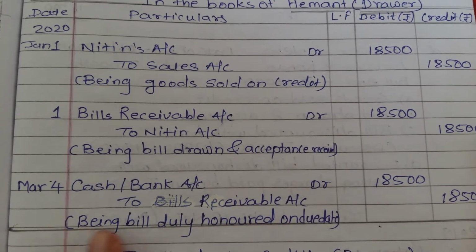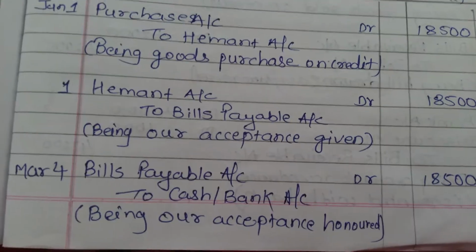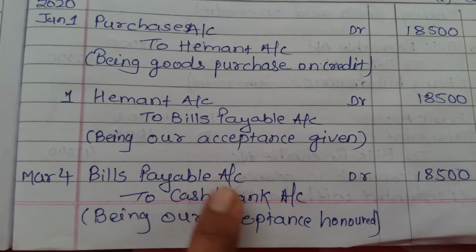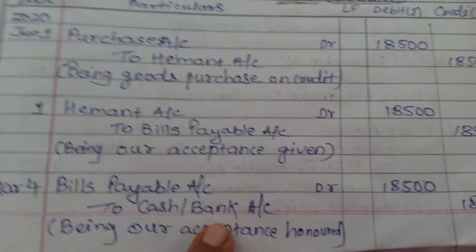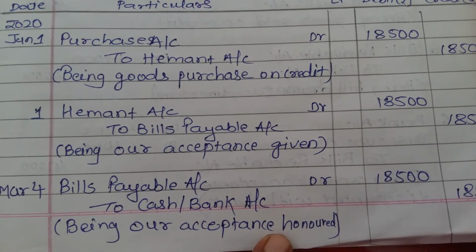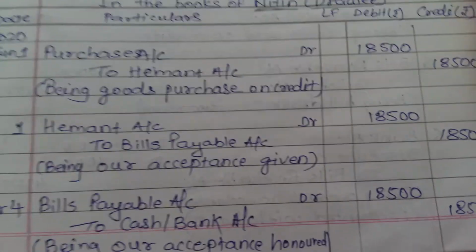Being bill duly honored on due date. And in the books of the drawee, on March 4th, bills payable account debit to cash and bank account, being our acceptance honored. So the question is completed. All the transactions are completed.